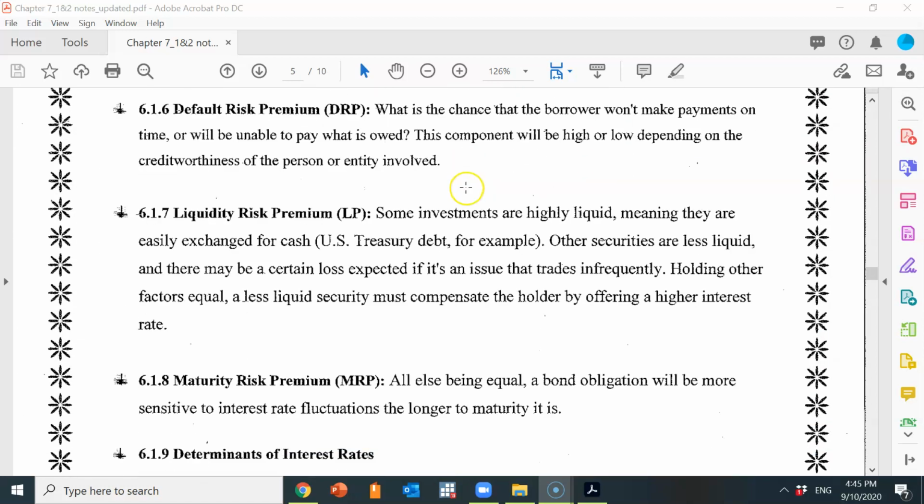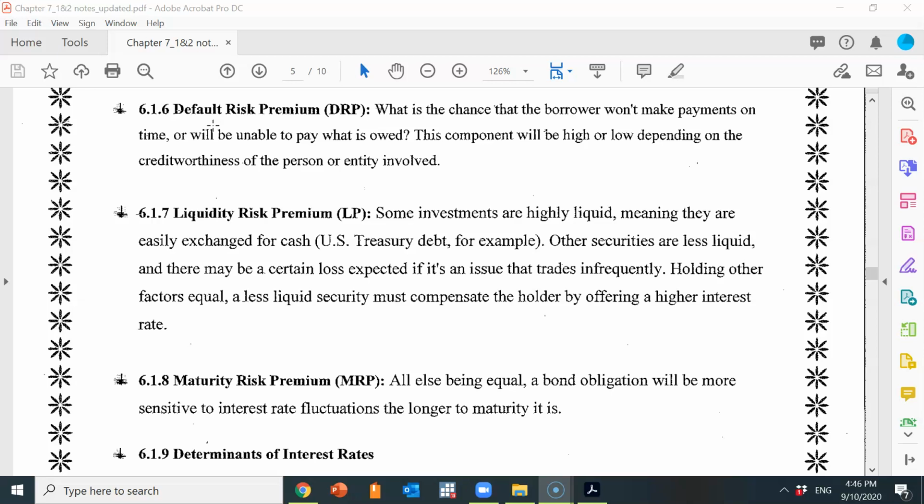The second premium is the default risk premium. We have this premium because some bonds have default risk. This is the risk of the bond going into default. What is the chance that the borrower won't make payments on time or will be unable to pay what is owed? This component will be high or low depending on the creditworthiness of the person or entity involved. Usually we say that the default risk premium is very low for treasury bonds because they are backed by the government, and there's a lower chance of the bond going into default.